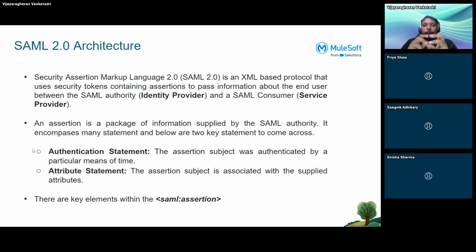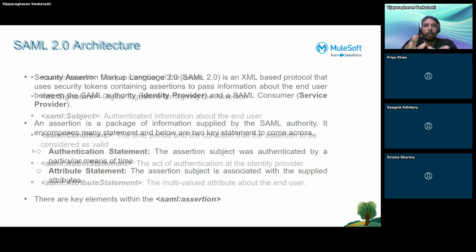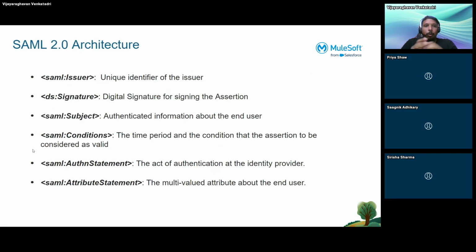An assertion is a package of information. It will ideally have a subject about the user, and it will have all the information in terms of the authentication statement. It will have an attribute statement, and also conditions. There will be a lot of subsections under the assertion. This is just a high-level look at how assertions will look. But you have to consider there are 6 important elements in the assertion.